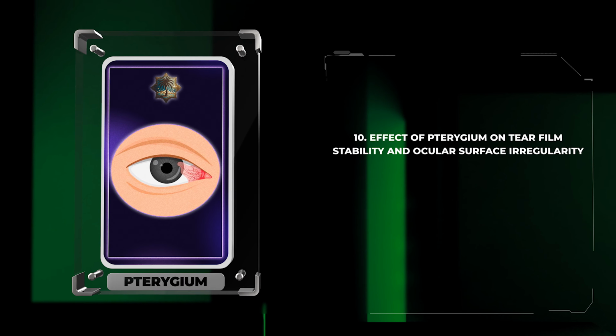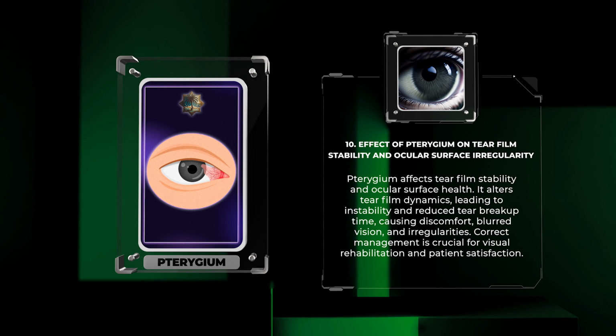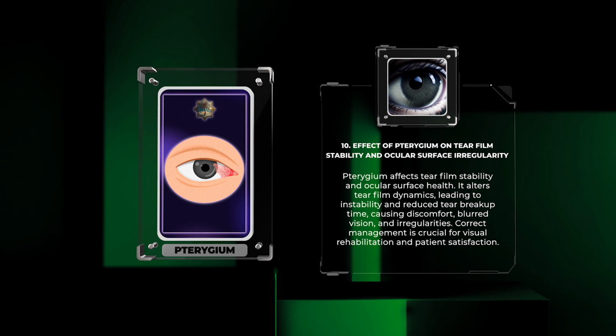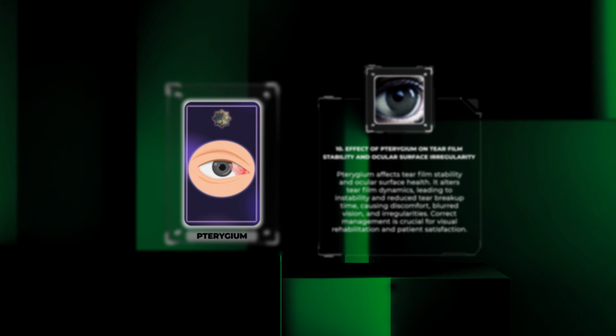Pterygium affects tear film stability and ocular surface health. It alters tear film dynamics, leading to instability and reduced tear breakup time, causing discomfort, blurred vision, and irregularities. Correct management is crucial for visual rehabilitation and patient satisfaction.